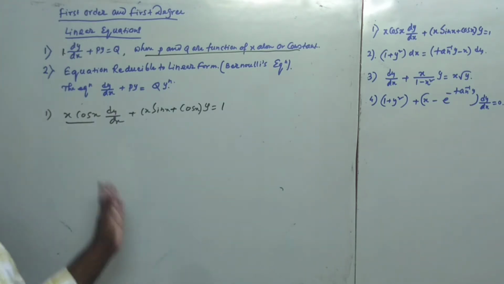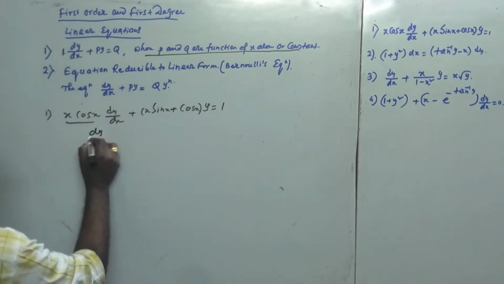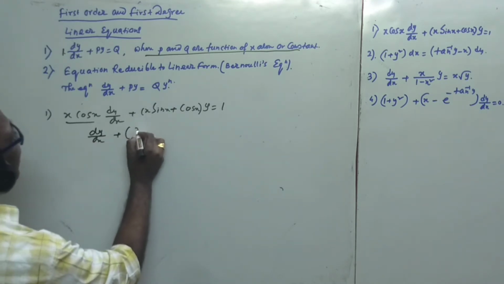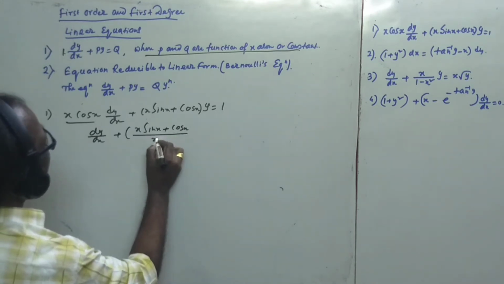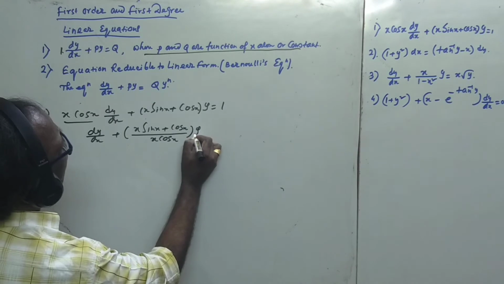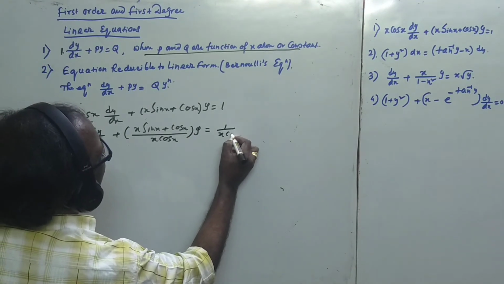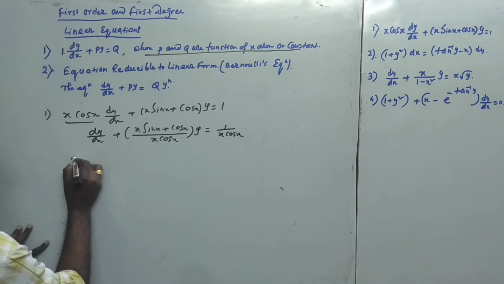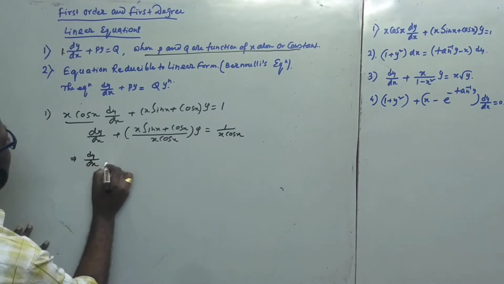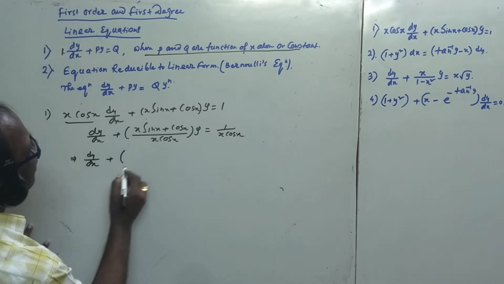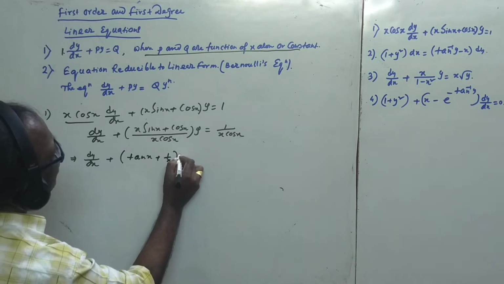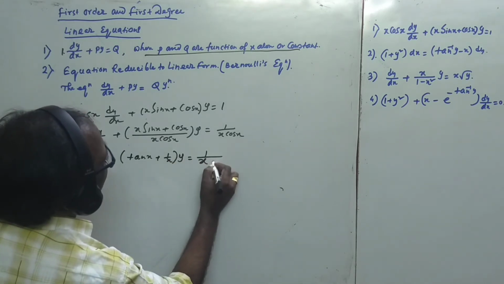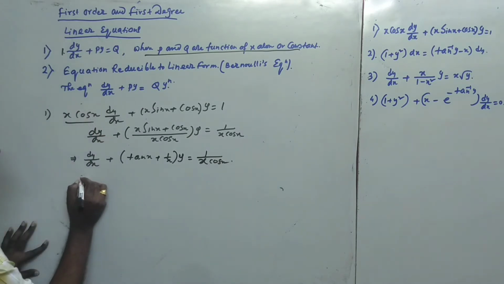So first of all divide the differential equation on both sides by x cos x, then you get dy/dx plus (x sin x plus cos x) by x cos x times y equals 1 by x cos x. Dividing this, we get here tan x plus 1 by x, and the right side 1 by x cos x. Now I have to find the I.F.